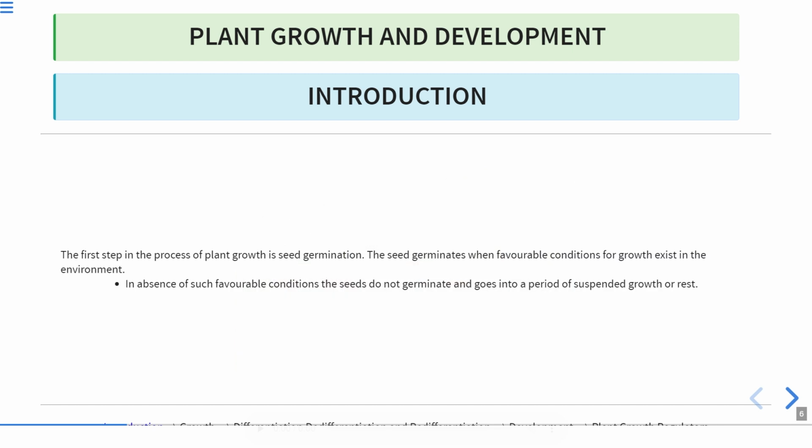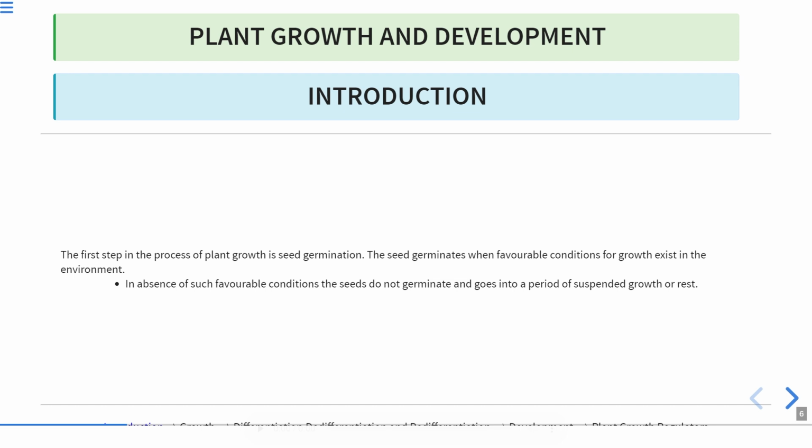Now, the first step we see in the process of plant growth is seed germination. This is the first step that we see in the growth of the plant. Suppose the growth of the plant is occurring, then the first step that will occur is the germination of the seed. Unless there is germination of a seed, you cannot see the other steps.